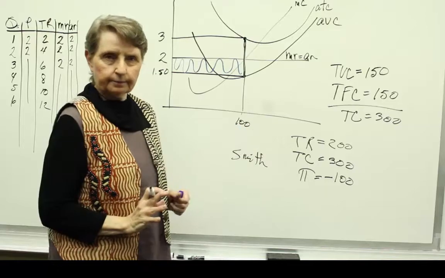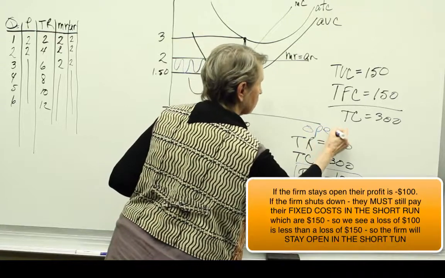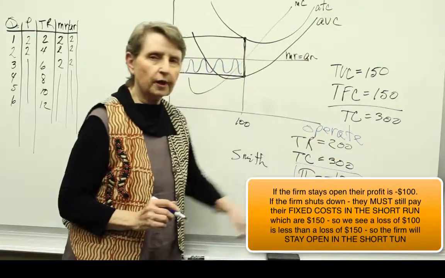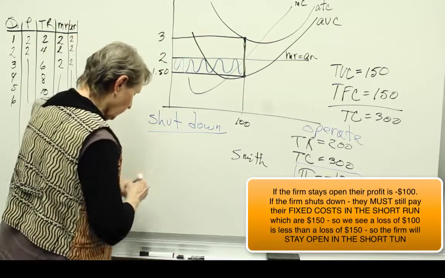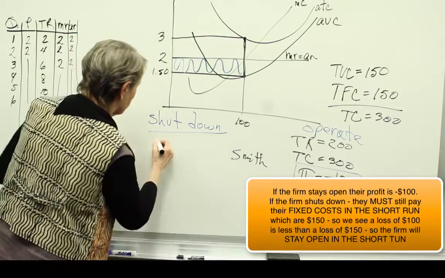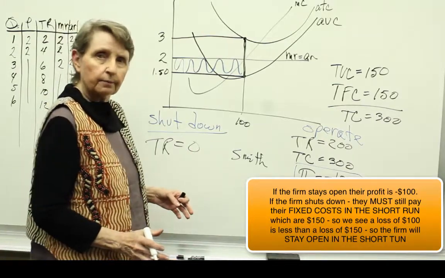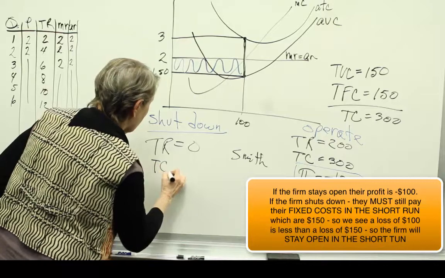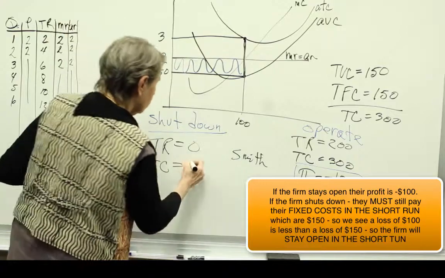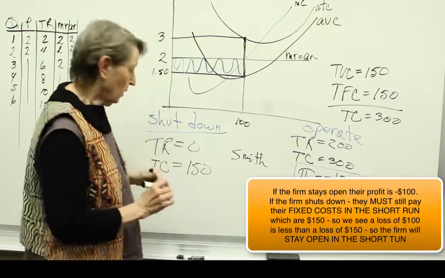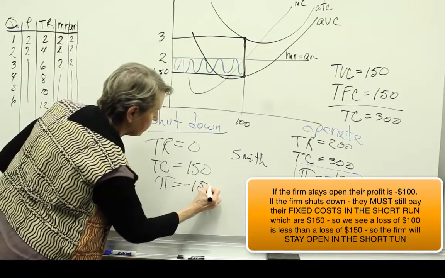These will be my profits if I operate. I'm going to lose $100. What happens if I shut down? If I shut down, my total revenue is equal to 0 because I'm not producing anything. I'm not selling anything. My total costs, if I shut down, are going to be my fixed costs, which we know to be $150. So my profits, if I shut down, are minus $150.